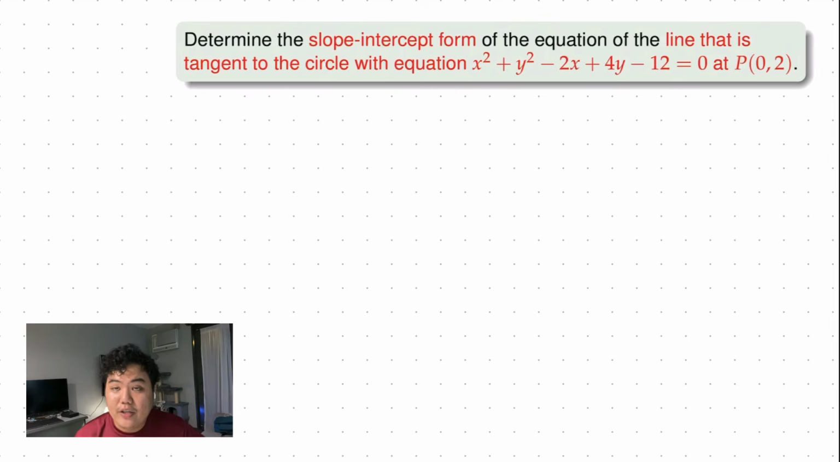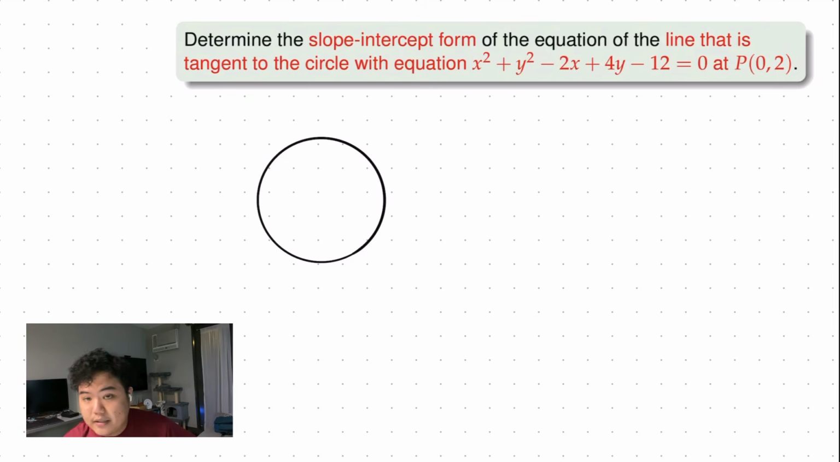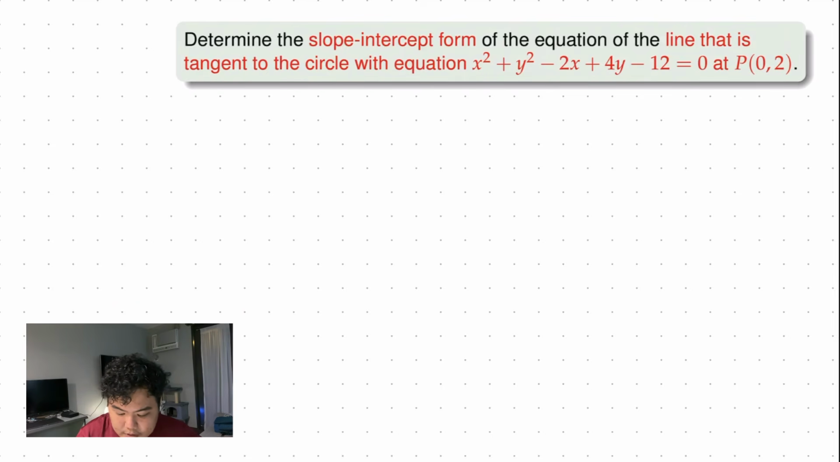Mag-provide tayo ng sketch. Although hindi ito accurate sketch ha, rough sketch lang. So let's say that is our circle and this is, asan ba si 0, 2? Let's say this is 0, 2. Okay, this is 0, 2. And drawing na nga natin. So, alamin muna natin yung center and radius nitong circle.